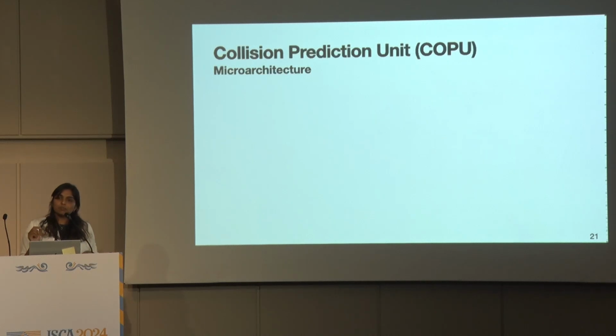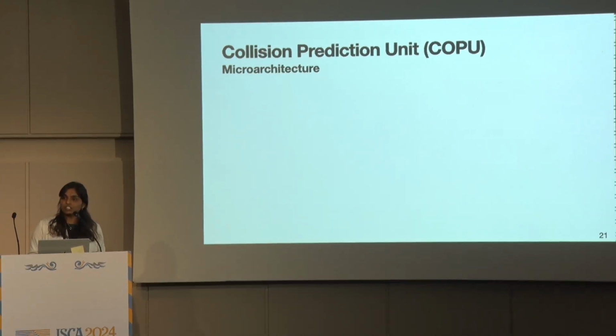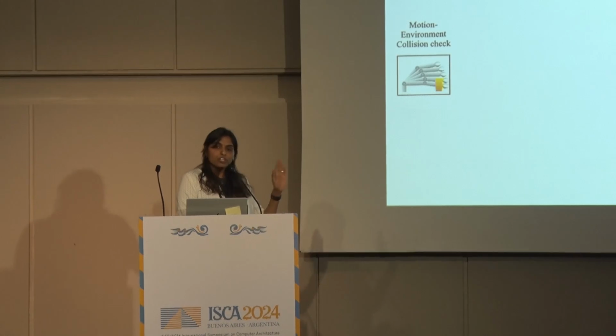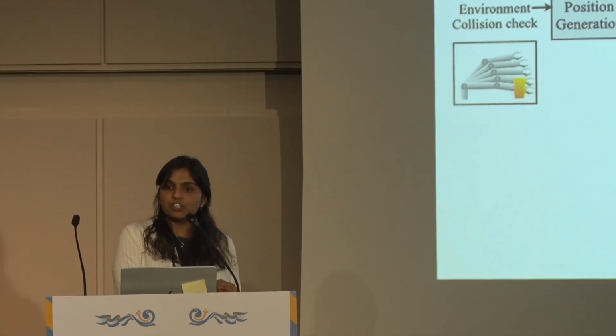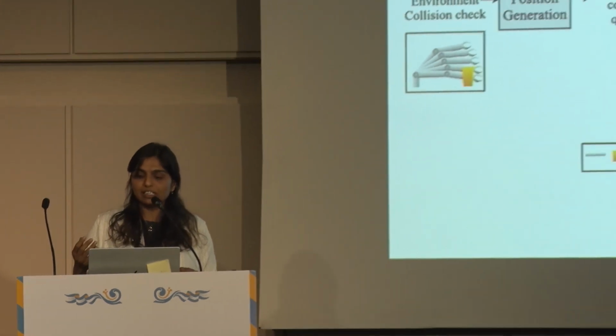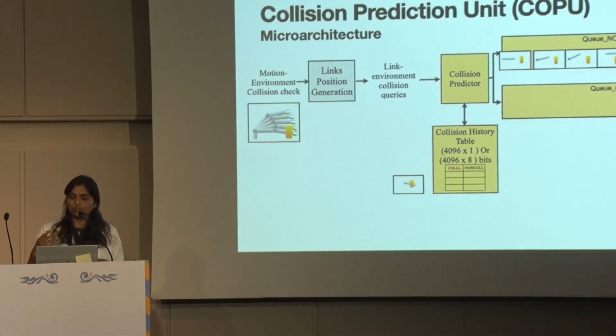We integrate our collision prediction approach with a hardware collision detection unit. So here, a motion environment collision query is given to this link position generation unit, which divides these queries into multiple smaller link environment queries. Now, a collision predictor and a history table together are used to take these queries and make predictions. And depending upon the prediction, these queries are pushed to either of these queues. For example, if a collision is predicted, it is pushed to this queue Call, otherwise queue Non-Call.